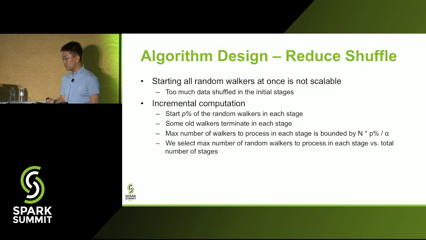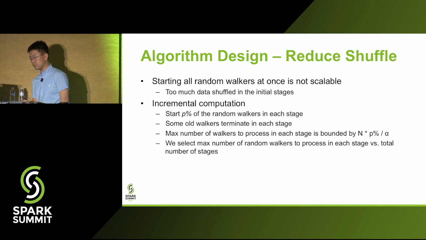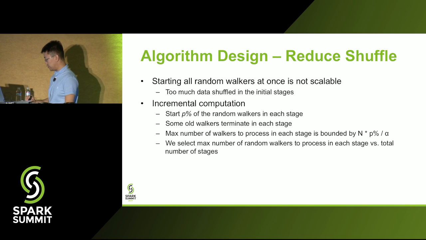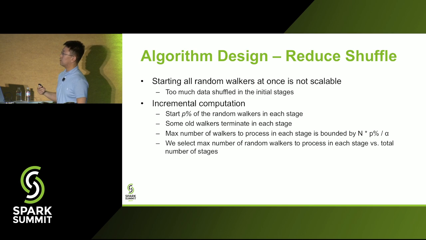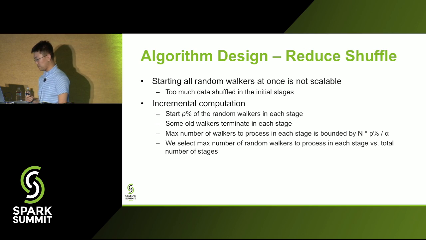So thus, by limiting the percentage of random workers started in each stage, we can control the max number of random workers we need to process in each stage. So thus, incrementally starting the random workers enables us to trade off between the max amount of random workers that need to be processed and shuffled between stages versus the total number of stages the algorithm itself needs to process.